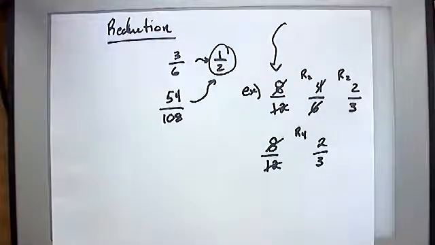The bigger the number, the fewer steps you'll have to take. So you oftentimes will want to kind of shoot for the bigger number, but it doesn't matter. If all you can do is kind of chop it down by 2s and 3s, there's nothing wrong with that.